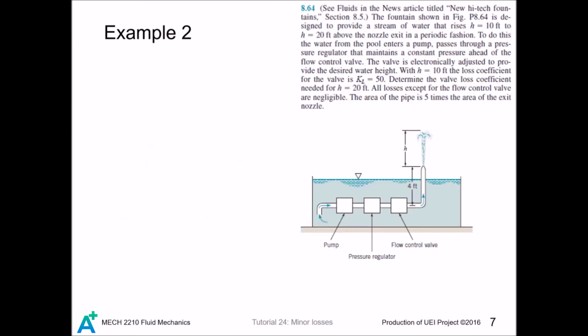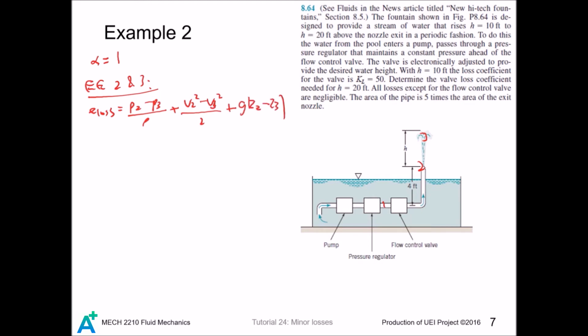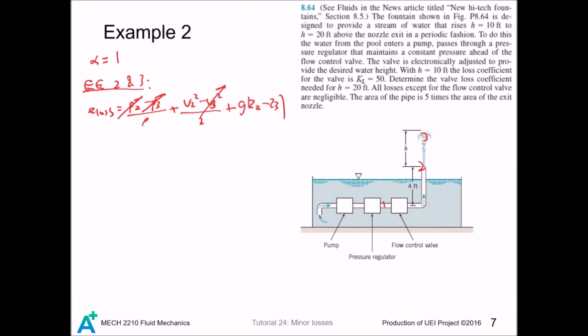Let's label 3 points here, 1, 2, and 3. And we assume that the flow is turbulent, so alpha equals 1. Then we apply the energy equation between 2 and 3. And both 2 and 3 are exposed to the atmosphere, so this goes away, and point 3 has 0 velocity. And also, all the losses except the loss here are negligible, so this term also goes out. And what we are left with is this, and this distance is h, and this is our first equation.